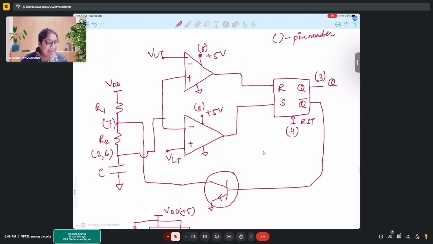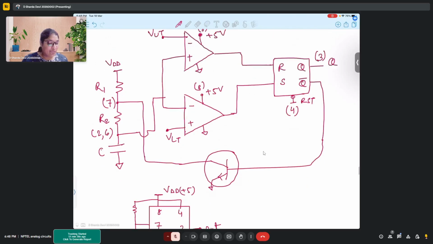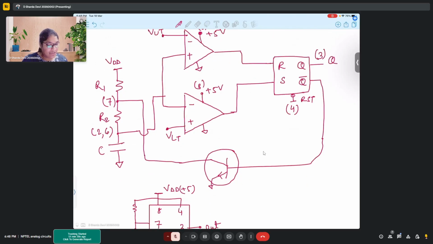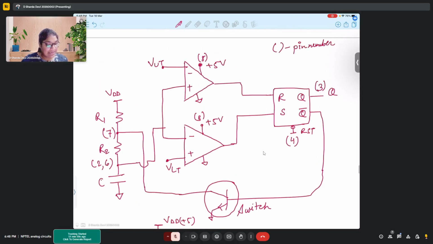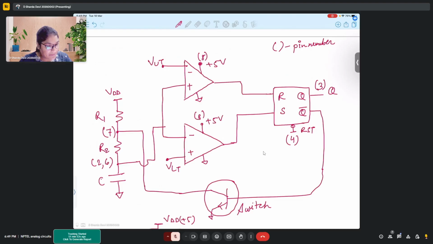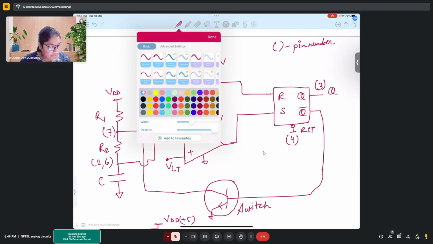So this particular IC consists of two op amps and one RS flip flop and one switching element inside. So here this is the switch. For switching I have shown a transistor. There must be a transistor or a MOSFET inside for the switching operation. So this is the internal circuit of the IC. So maybe I can enclose it.